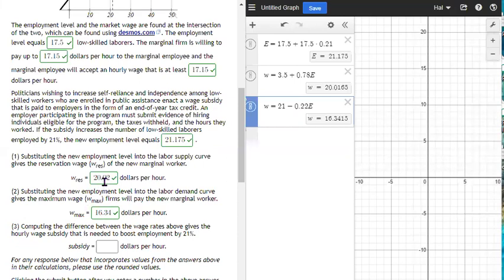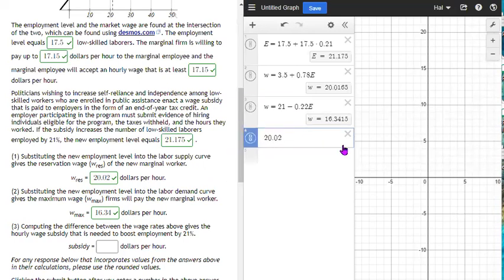Now, the difference in these two values is the amount of the subsidy that must have been paid, right? The difference between the wage rates above gives the hourly wage subsidy that is needed to boost employment by 21%, right? So we're just going to subtract the two here. 20.02 minus 16.34, and we get 3.68.